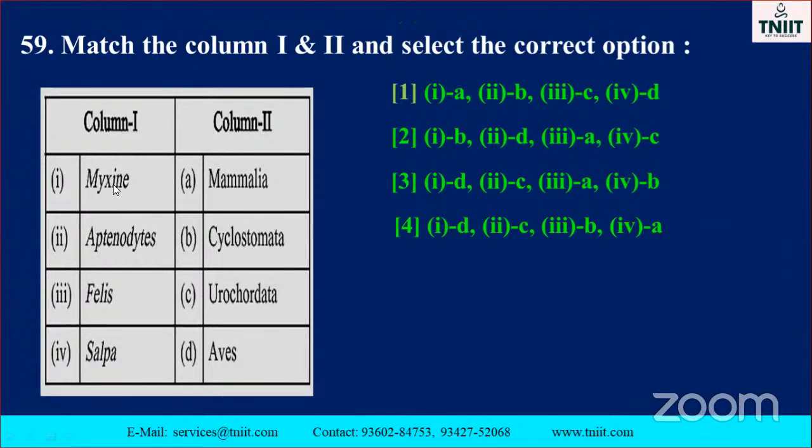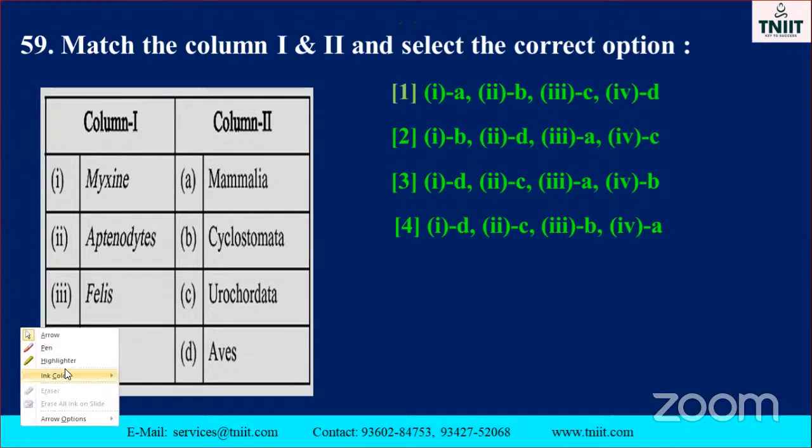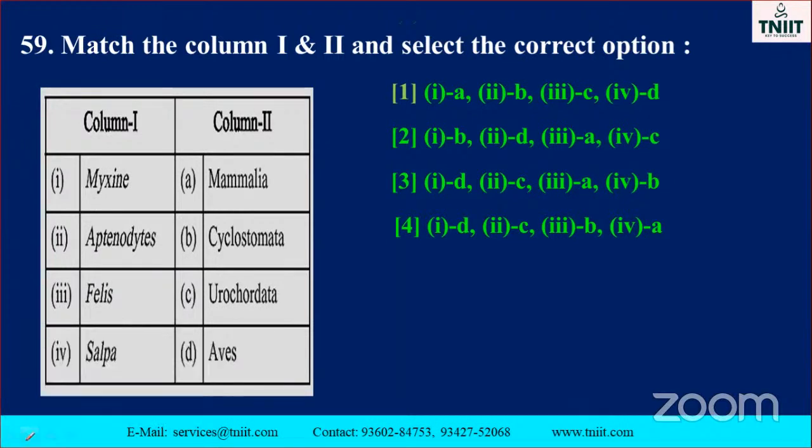Myxine is nothing but one of the fish. Cyclostomata is the correct answer. Myxine, a Y, and the Cyclostomata, it has a Y. See the second letter, Y here. Cyclostomata is Y. So the option is one is B. Where is the one is B here? Here, this one.